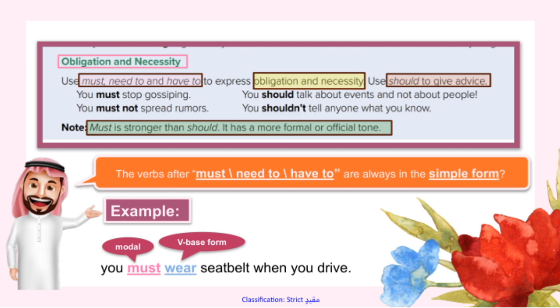So no matter what the subject is, whether it's I, you, he, or they, the verb after these modal-like expressions doesn't change. It's a consistent pattern that makes using these words easier and more predictable. This ties into our overall theme of understanding verb forms and how to use modals correctly in English.